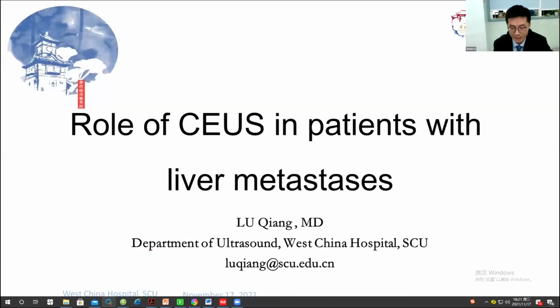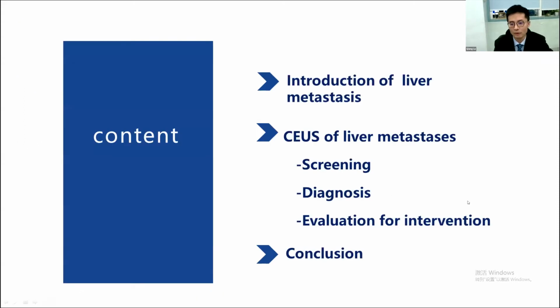Thank you, Adrian, for the chairman's introduction. It's my honor to share with you my experience of contrast-enhanced ultrasound in patients with liver metastases. We have listened to Professor Zhao's lecture about the primary cancer of the liver, so we'll talk about secondary liver cancers. My presentation mainly focuses on the following three parts: introduction of liver metastasis, application of contrast-enhanced ultrasound in liver metastasis, and conclusion.